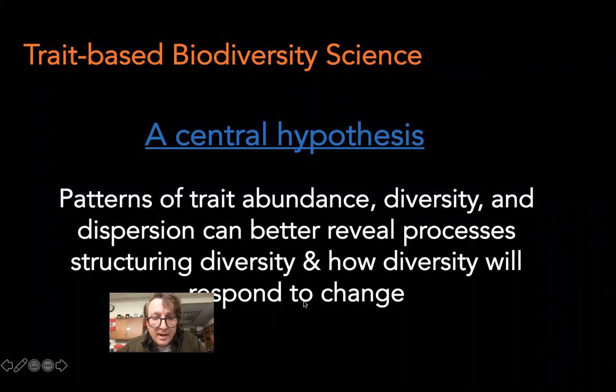One central hypothesis in trait-based ecology is that the patterns that we see in the changes in the abundances of traits and the diversity of traits, but also in the dispersion of traits, that is, whether or not traits tend to be really abundant or really rare, if we measure these additional metrics of trait diversity, these can better reveal the processes that are ultimately structuring biological diversity and how that diversity will respond in the future to any sort of environmental change.